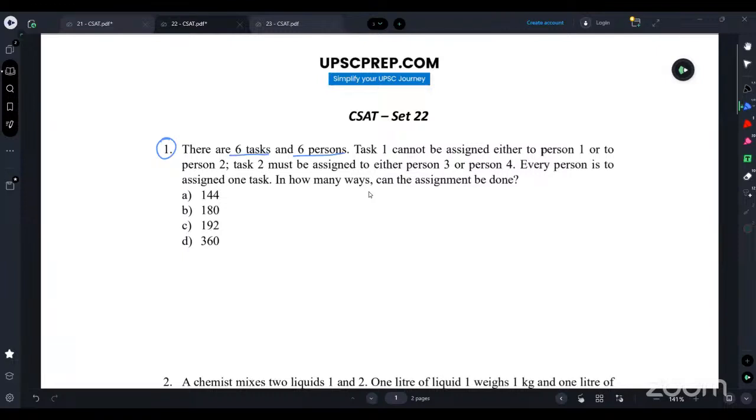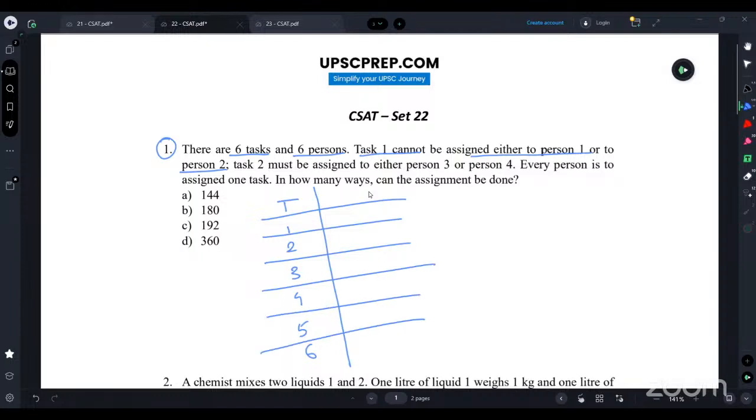There are 6 tasks and 6 persons. Task 1 cannot be assigned to either person 1 or person 2. See now, let's say I write tasks here: task 1, task 2, 3, 4, 5, and 6. And in front of each task, I will write the persons I can assign, and the persons I cannot assign. See now, guys, task 1 cannot be assigned to either person 1 or person 2. It means P1 cannot come here and P2 also cannot come here.